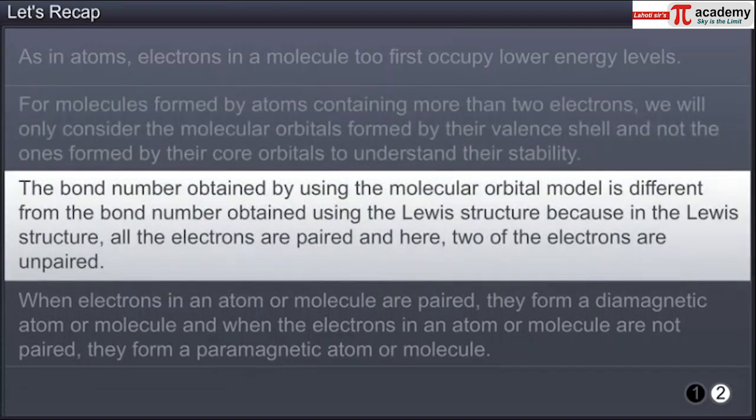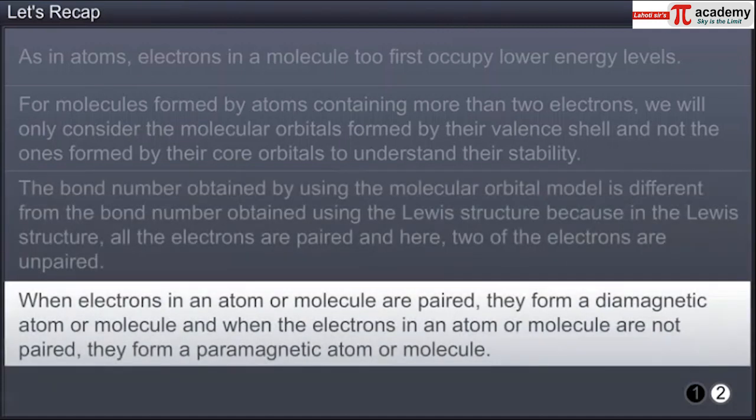The bond number obtained by using the molecular orbital model is different from the bond number obtained using the Lewis structure, because in the Lewis structure, all the electrons are paired, and here 2 of the electrons are unpaired. When electrons in an atom or molecule are paired, they form a diamagnetic atom or molecule, and when the electrons in an atom or molecule are not paired, they form a paramagnetic atom or molecule.